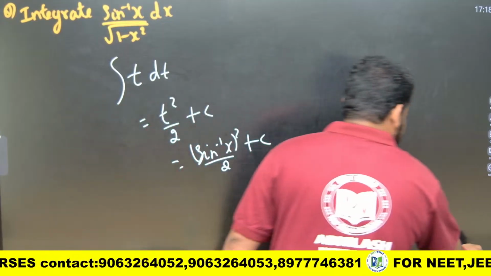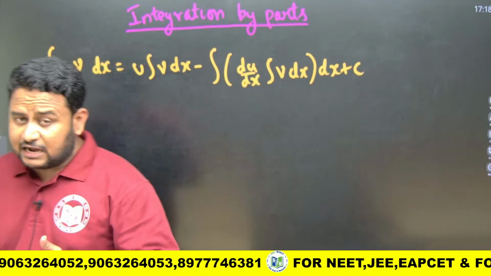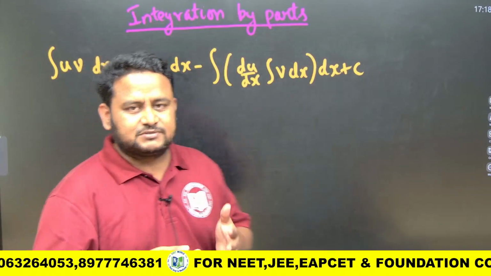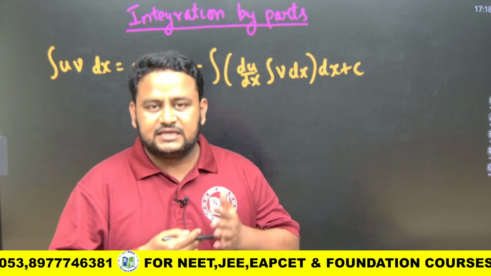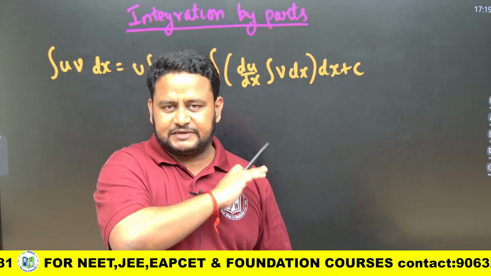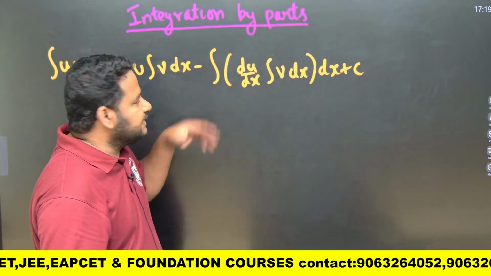Let us see some other types. Another type is integration by parts. Till now we studied various types of integration by substitution. In that we studied 5 to 6 cases, and mainly in the previous class we studied integration by trigonometric substitution, friends. Now we will be learning integration by parts.